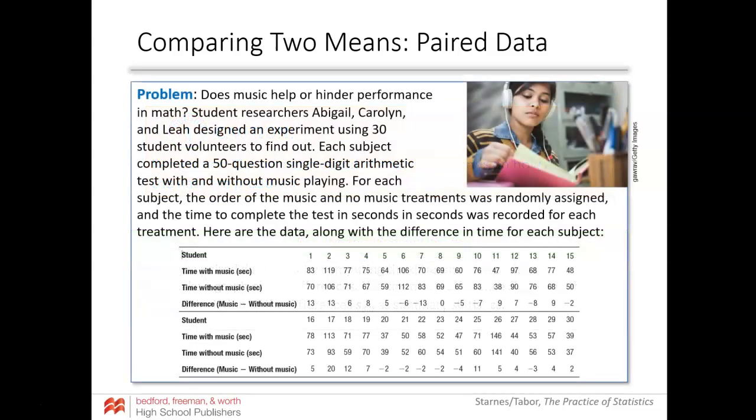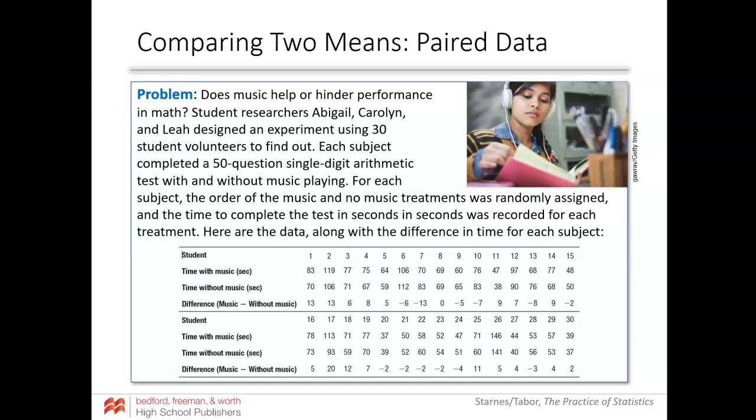All right, so here's a more lighthearted example. It's not about children being adopted and separated from their sibling. Does music help or hinder performance in math? Curious minds want to know. So student researchers Abigail, Carolyn, and Leah designed an experiment using 30 student volunteers to find out. So think about your experimental language. These were volunteers. We're going to randomly assign them, but our findings can only be applied to students just like these. Okay, keep that in mind.